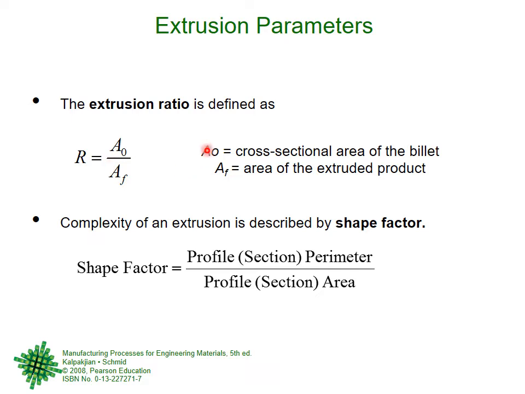This ratio of A0 to AF is called the extrusion ratio. This is a standard name. It is a very important thing which will be used a lot in calculations and so on. And it is called R, capital R. So capital R is the ratio of the original cross-sectional area of the billet to the final cross-sectional area of the extruded product. This is capital R. It is called extrusion ratio.